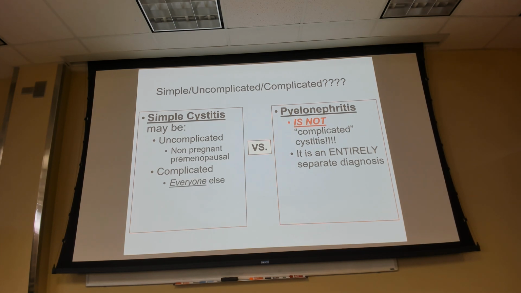Right? So a bladder infection, just use that term, a bladder infection may be uncomplicated if it is that specific patient, or complicated if it is anyone else, okay? Pyelonephritis is not complicated cystitis. Do you guys understand what I'm saying? It is an entirely separate thing.